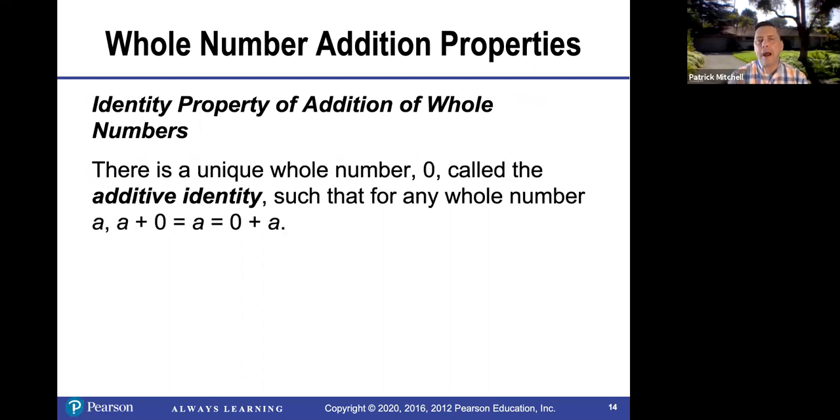The identity property of addition of whole numbers. There is a unique whole number 0. By the way, this is why we're working in whole numbers and not natural numbers, because 0 is not a natural number. 0 is called the additive identity, and the special property of 0 is that for any whole number A, A plus 0 and 0 plus A are both equal to A. In other words, if you add 0 to any whole number, you just get that same whole number back.